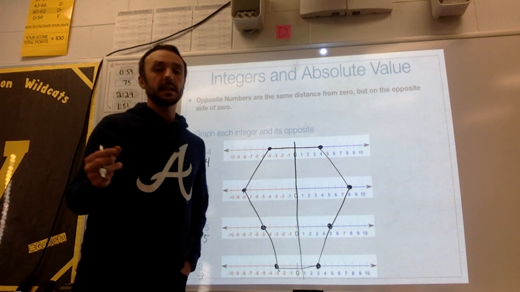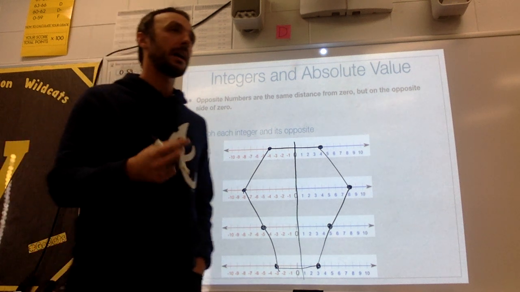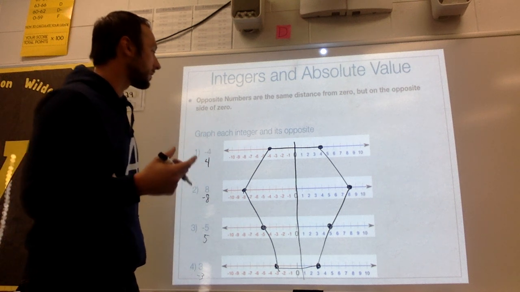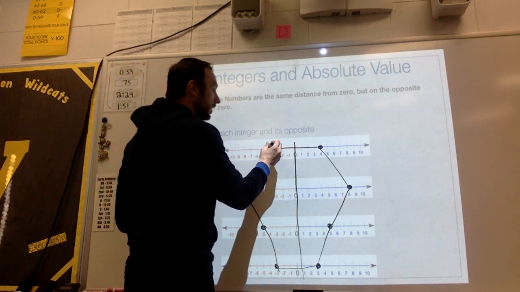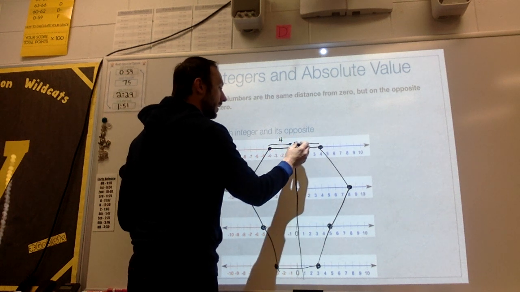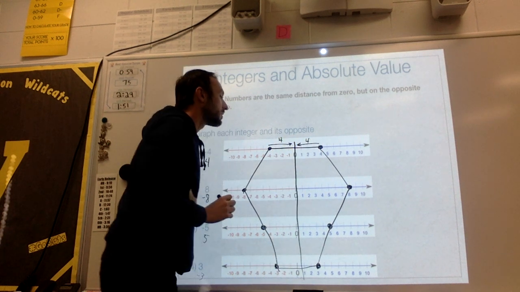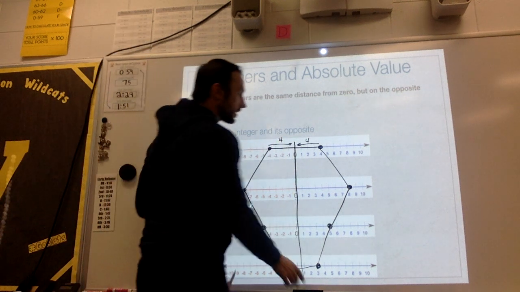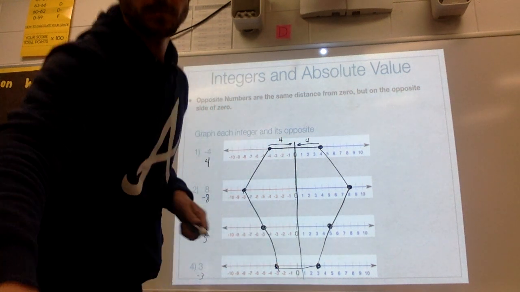I know it's easy to think that opposites are positive, negative, negative, positive, but I really want you to envision in your head that both those numbers are the same distance from 0. If I start at negative 4 and I walk to 0, I would take 4 steps. If I start at 4 and go to 0, I would take 4 steps that way too. So opposite numbers have opposite signs, but they are the same distance away from 0.